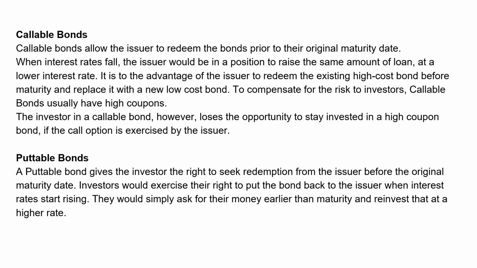To compensate for the risk, the investors of callable bonds usually get a high coupon. The investor in a callable bond, however, loses the opportunity to stay invested in a high coupon bond if the call option is exercised by the issuer. So one thing that you have to understand, friends, is that in case of a callable bond, the person who is issuing the bond has the right that whenever he wants, he can redeem those bonds, and he doesn't have to carry this contract till maturity. And now the question is, what would be in his interest, or when will be the time when this person would use this right that he has?